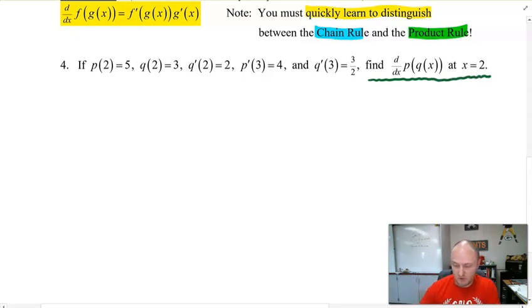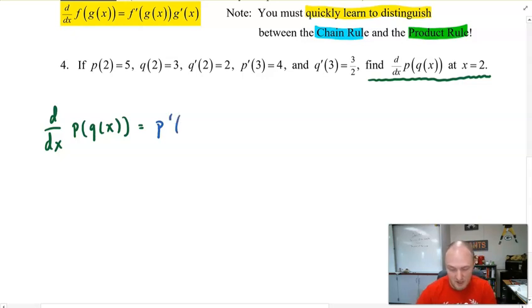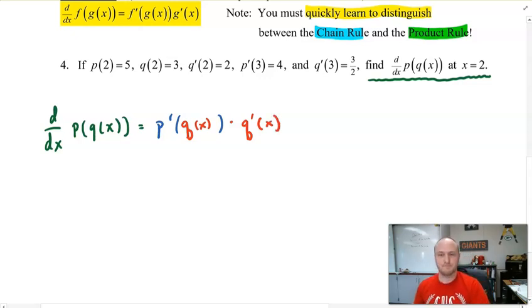So first of all, if I want the derivative, d/dx of p of q of x is equal to, I'm going to take the derivative of the outside, which is going to be p prime of my inside, which is q of x, times the derivative of the inside, q prime of x. Hey, that was simple. Derivative of the outside times the derivative of the inside.